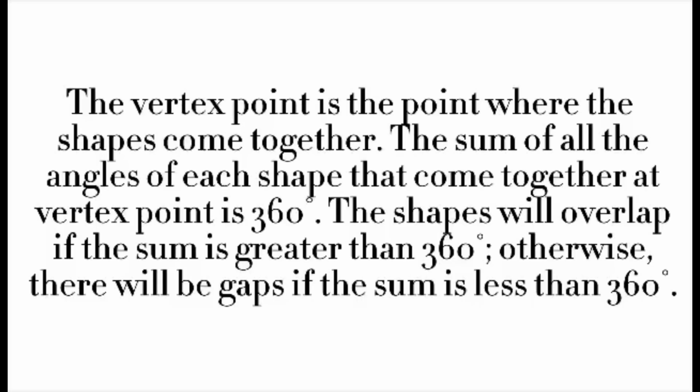The vertex point is the point where the shapes come together. The sum of all the angles of each shape that comes together at the vertex point is 360 degrees. The shapes will overlap if the sum is greater than 360. Otherwise, there will be gaps if the sum is less than 360 degrees.